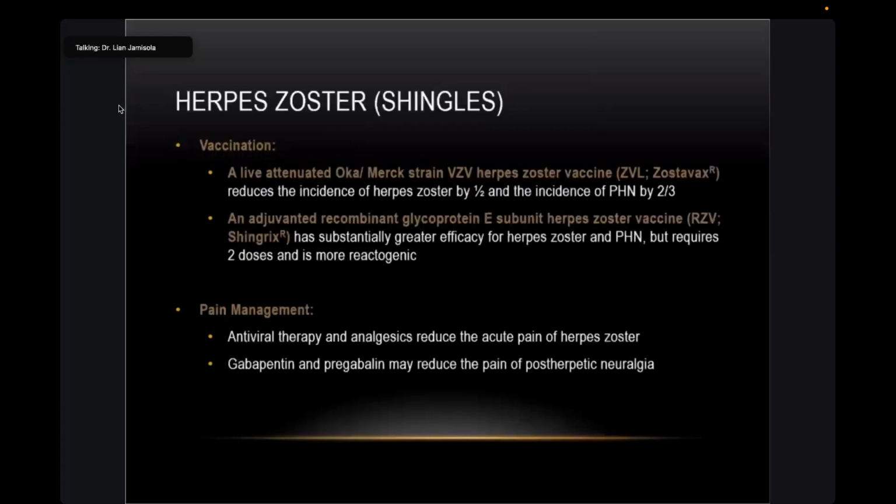Vaccination: we already have the shingles vaccine. It's quite recent, the launch was probably only 2 to 3 years ago. It's quite expensive, but it's recommended for people 50 years old and above. We also give pain management, antiviral therapy, and analgesics like gabapentin and pregabalin.